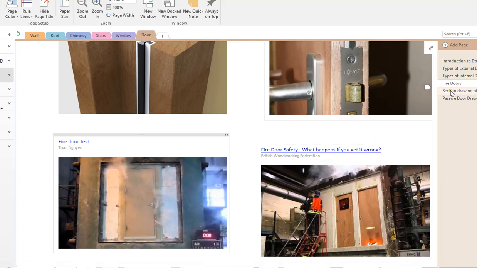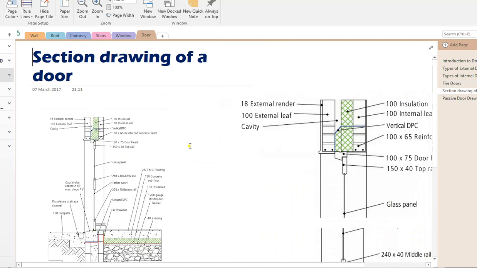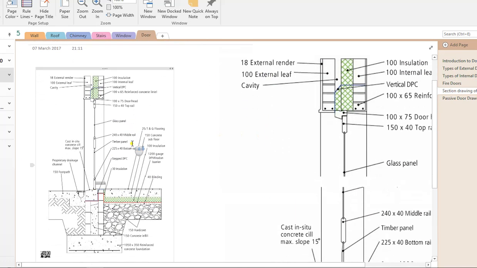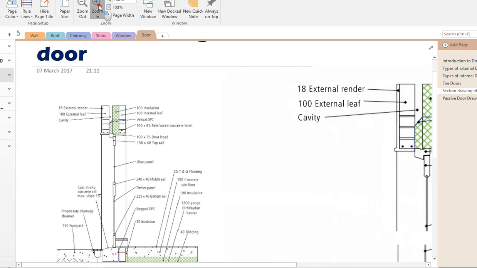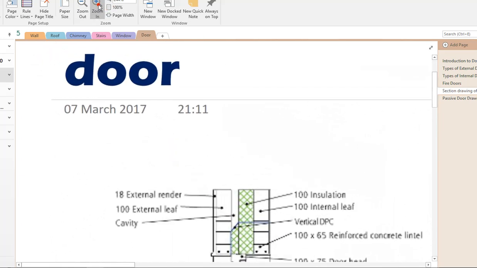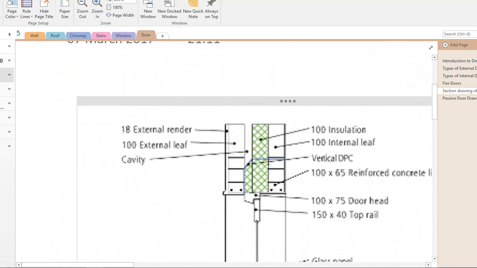The next section that we look at is sections of doors. So these are drawings of doors, and how we go about drawing the doors. If we zoom up on this section here, and we look at the top, or the head of the door first. So this here is the head of the door.